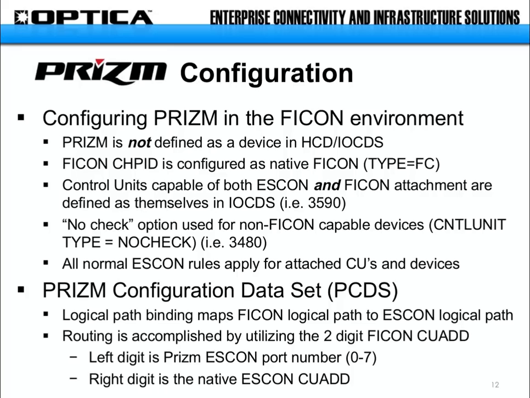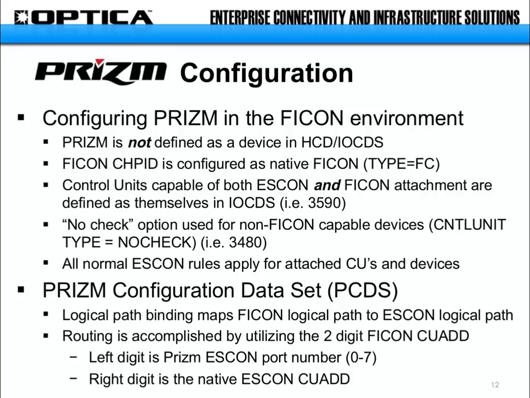From a device perspective, depending on the device type or the model number, you may code the control unit as itself, or you may have to use no check. The difference being, if the control unit is capable of FICON, and let's use 3590 tape as an example, 3590 can be an ESCON native device, or it can be a FICON native device. Given that it's FICON capable, you can code it in your gen as itself. So you can code it as control unit type 3590, and HCD will not complain. It will allow that definition.